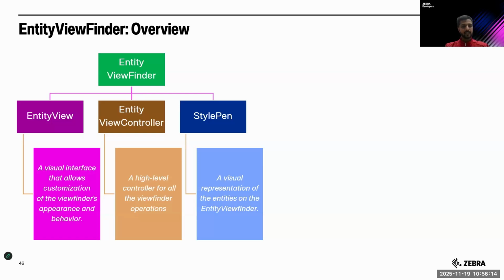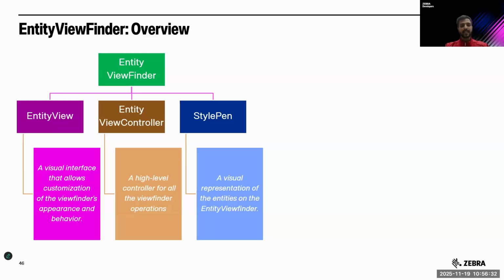The Entity View Controller is a high-level controller for all the viewfinder operations. It is the main interface where the user would be registering the listeners, such as the entity resize listener and the click listener. By using this interface, the user would stage the entities to be rendered on the viewfinder and stylize them.